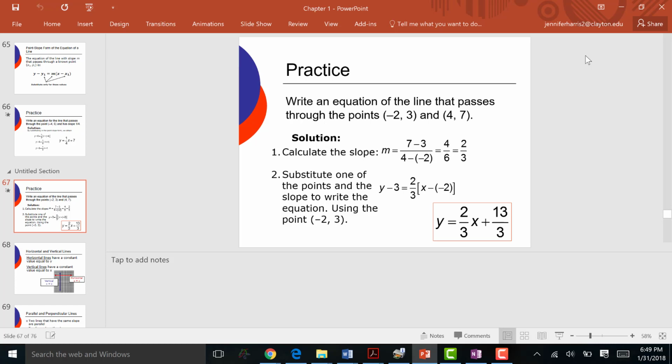Should I leave my answer like this? 4/6. No, it's not in simplest form. Divide top and bottom by? 2. Okay, so I divide top and bottom by 2. And that gives me 2/3. So now what did you just find? The slope. Did you need the slope? Yes. In order to use this formula, you can't use it till you find the slope and a point.